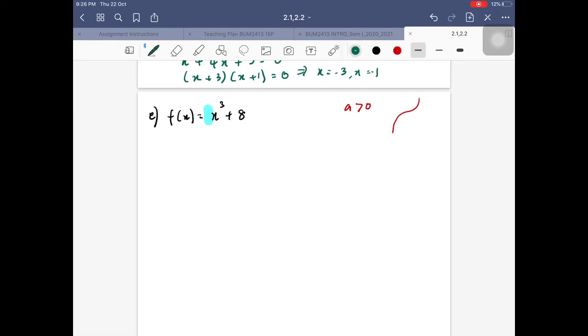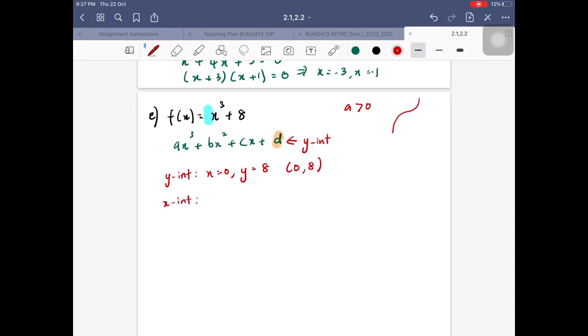So remember, when we have a cubic function, the general form is going to be ax cubed plus bx squared plus cx plus d. And for this case, d is going to be our y-intercept. So this is going to be the value when x is equal to 0. So now let's start with the y-intercept. When x is equal to 0, y is going to equal 8. The coordinate is going to be (0, 8).